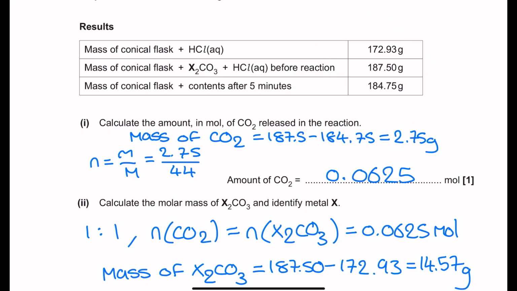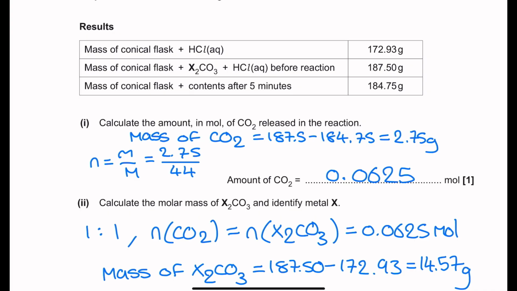For example here, we're told to calculate the amount in mol of CO2 released in the reaction. Remember, that's what I said would be responsible for the mass loss. So here, the way that we find the mass of CO2 to begin with, which is actually 2.75 grams, is the difference between these two numbers. The mass before reaction and the mass after 5 minutes. The only difference there is going to be that some CO2 was kicked out by the reaction, and so the difference between those two numbers, which is 2.75 grams, is going to be the mass of CO2 that was released.